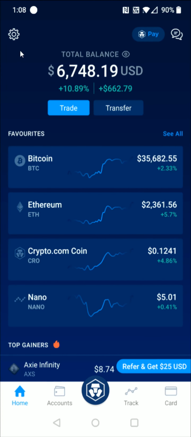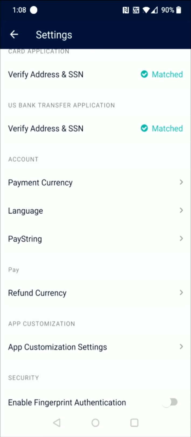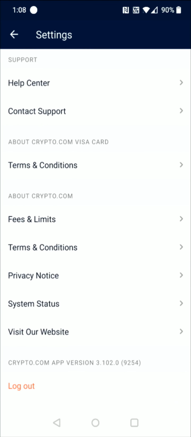So we go to the upper left-hand corner and click on this little settings gear up here. And then once we're in our settings page, if we scroll down towards the bottom, we can find this area where it says fees and limits right here. So we're going to click on that.